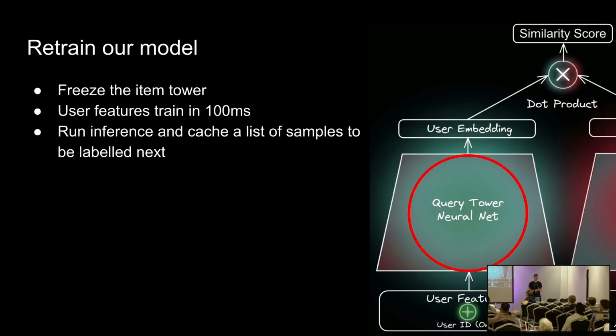After we do that, we retrain part of our model. But for efficiency, we freeze this very big transformer part, and we only train the super shallow user embedding part, which trains in 100 milliseconds. Unbelievable, right? It's even on CPU. This is a really super shallow neural network. Then we run inference and provide a list of samples that need to be labeled next.